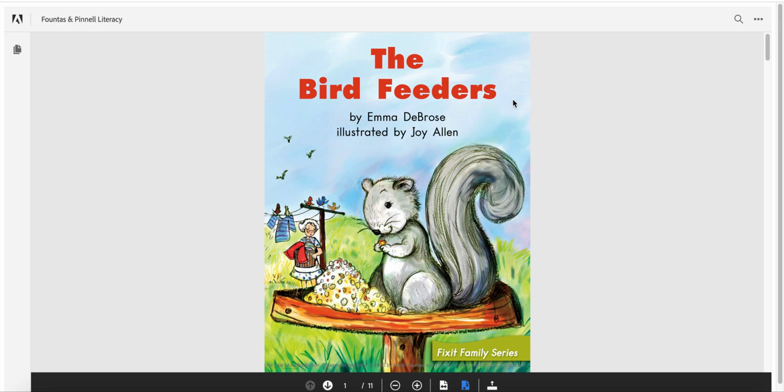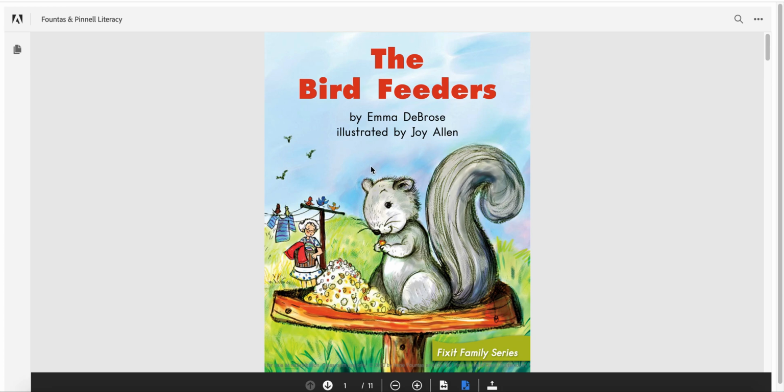So in this story, it's a series, the Fix-It family, and what do you think they're going to try to fix? Bird feeders, I'm thinking. So Nana, in this story, she loved to watch the birds. And she loved to feed them. So she would always throw some seeds for them on the ground and they would eat them. But there was a problem.